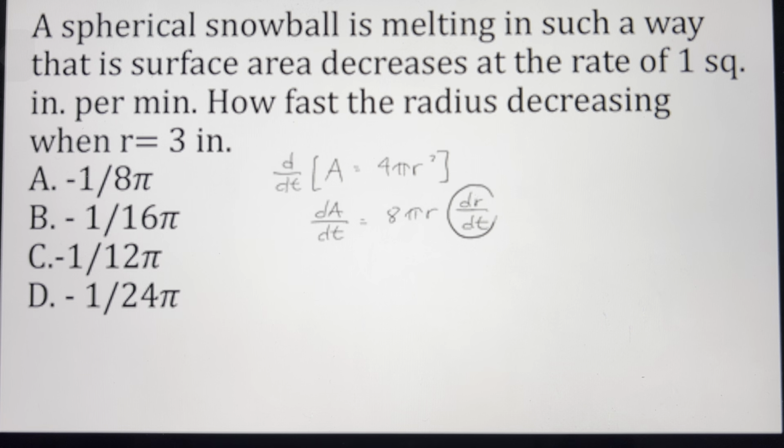So we need to find the rate of change of the radius with respect to time, and that will be the rate of change of area with respect to time over 8 pi r. And substitute the rate of change of area. In this case, it is decreasing, so this will be negative 1 square inch per minute over 8 pi, and the radius is 3. So this will be negative 1 over 8 pi times 3, and that will be negative 1 over 24 pi.